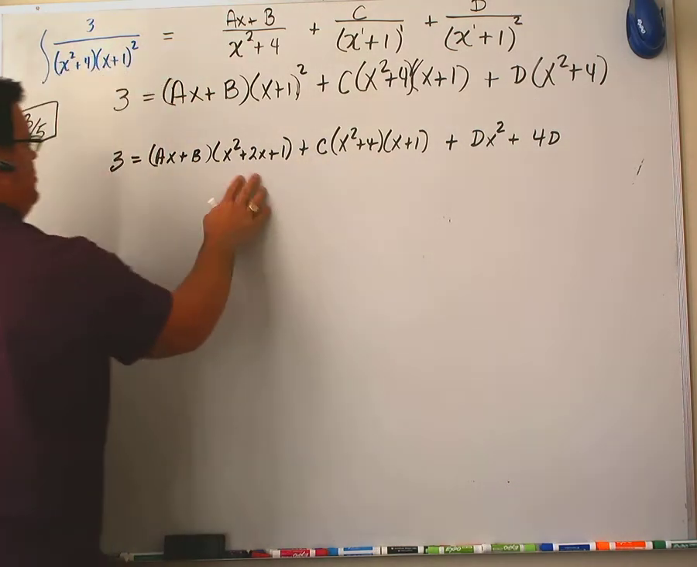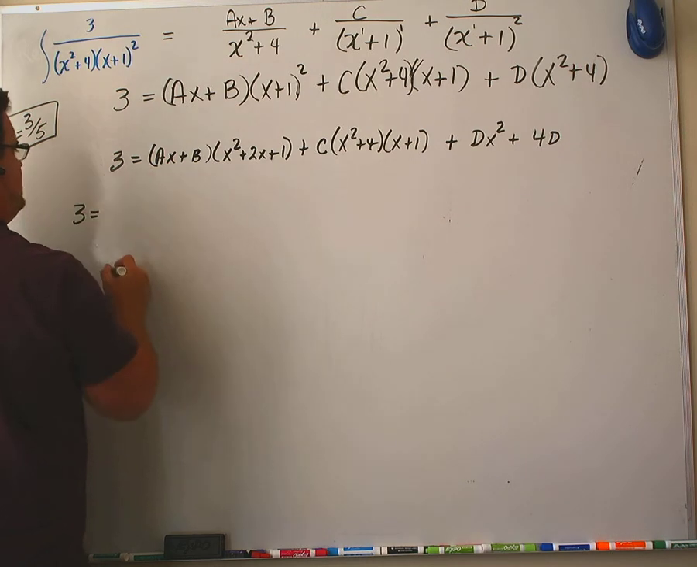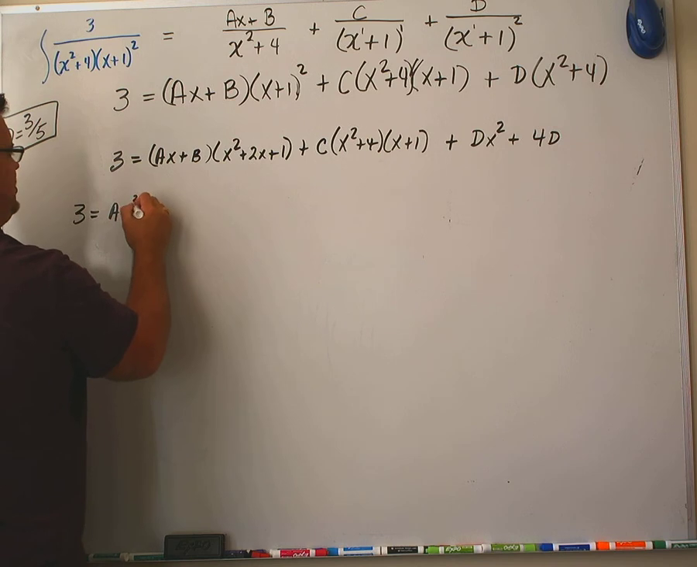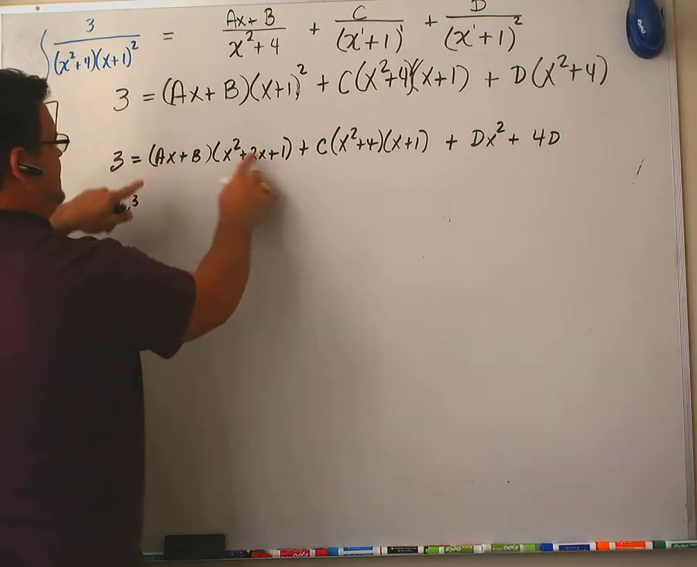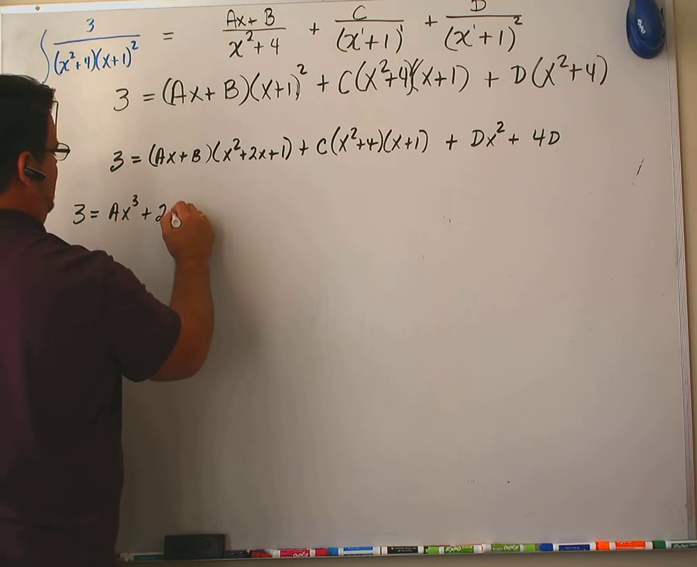If we go ahead and use the distributive law here, this is going to be 3 is equal to ax times x squared is ax to the third. Ax times 2x is 2ax squared.